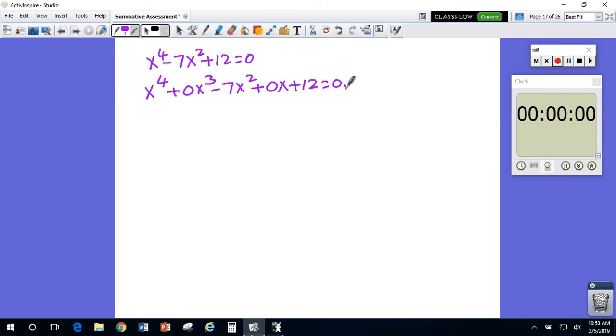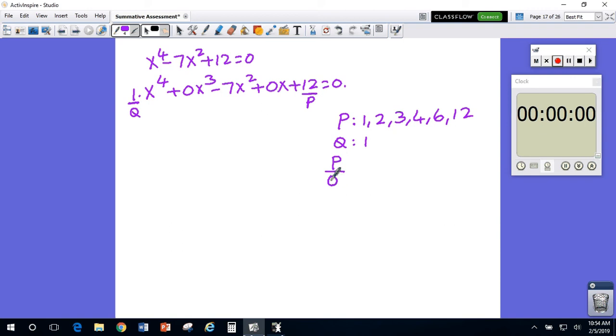So we have to identify your P and Q. Right? What is P here and what is Q? Very good. So your P is 12 and your Q is 1. So tell me the factors of P here. 1, 2, 3, 4, 6 and 12. And what are the factors of Q? 1.